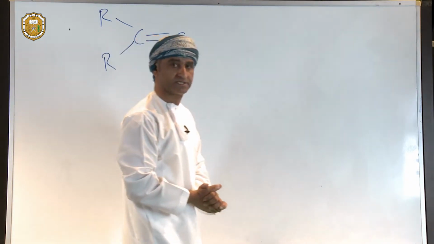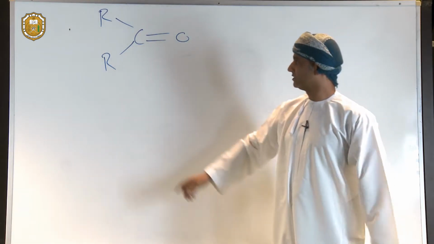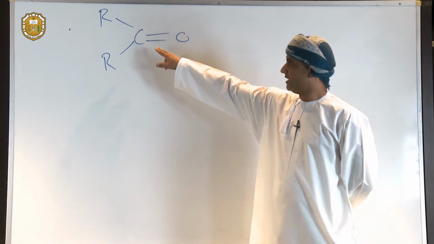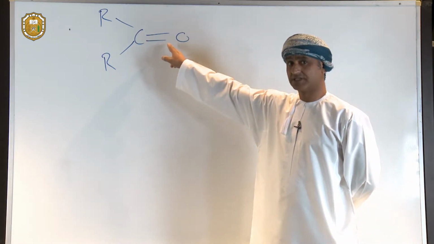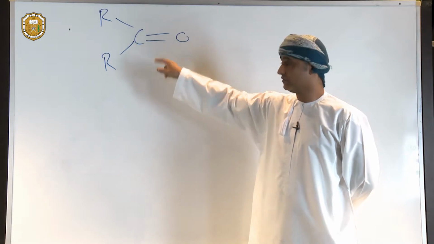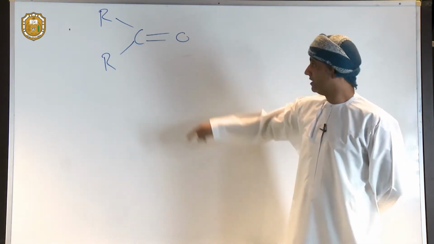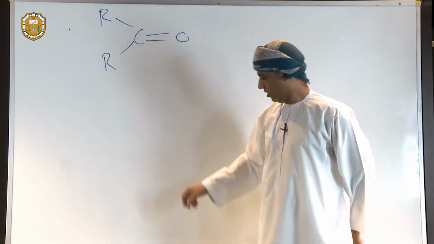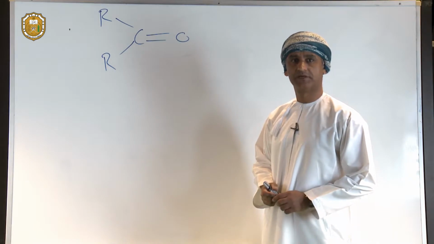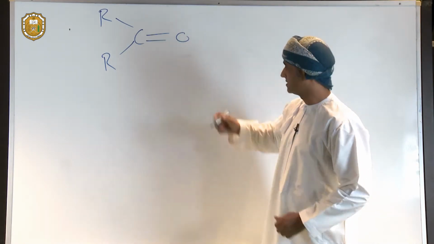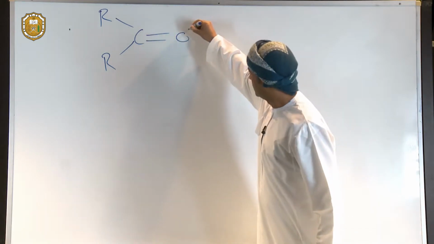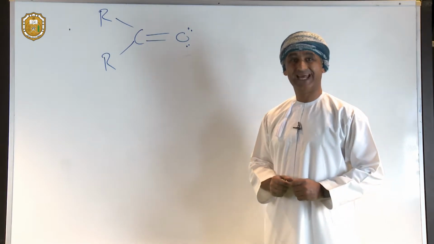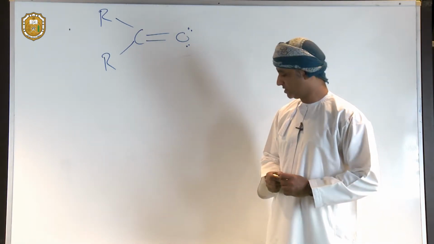But what do we know about this? If you look at the carbonyl group, you will notice that carbon has a double bond with oxygen. That double bond is counted as a single effective electron pair. So carbon is surrounded by 3 effective electron pairs. So that's 1, 2, 3. Oxygen also is surrounded by 3 effective electron pairs. This double bond is counted as 1. That lone pair and that one are also 2. So there are 3 electron pairs around oxygen.